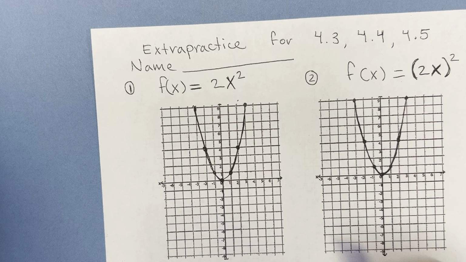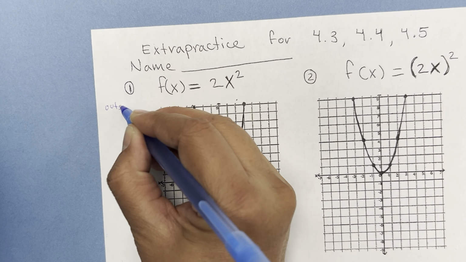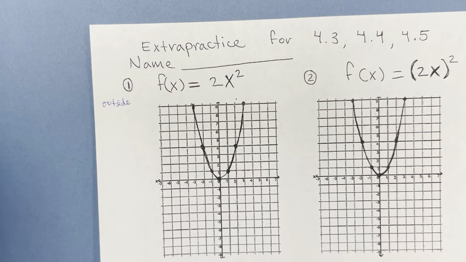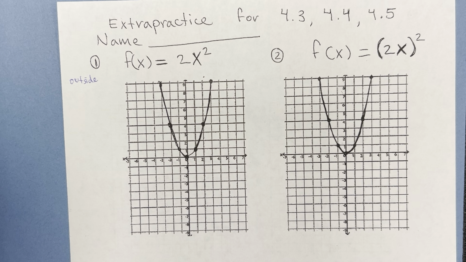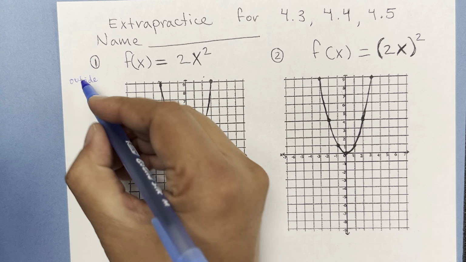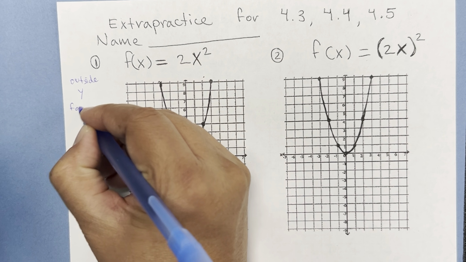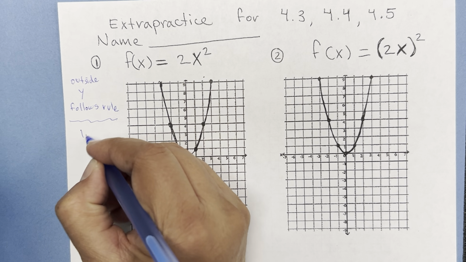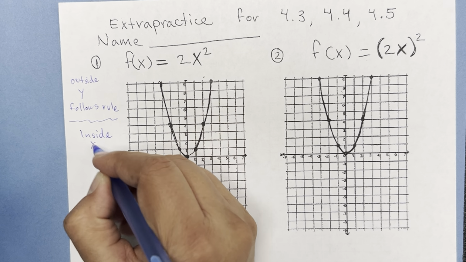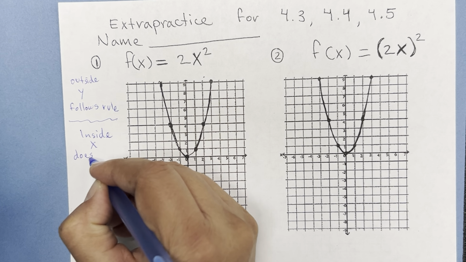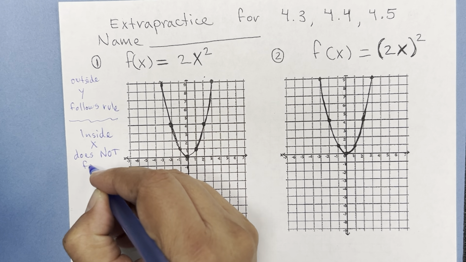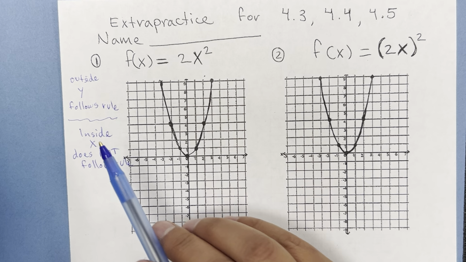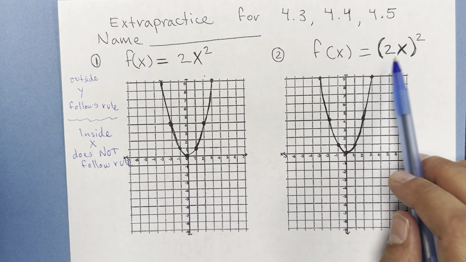Before we start, remember, as we have gone through already in class, whenever it's outside of a parenthesis, of the square root, or of the absolute value, outside is related to y, and it follows the rule. When it's inside, it's related to x, and it does not follow the rule. It's the opposite.